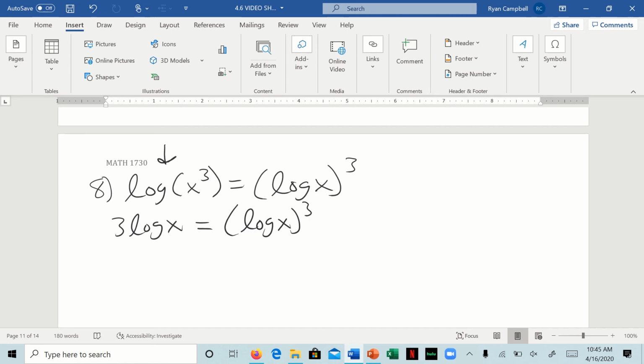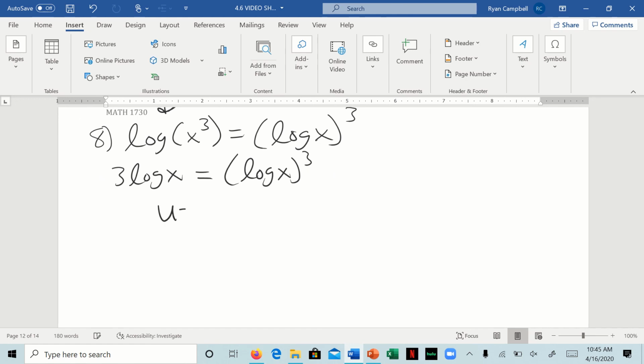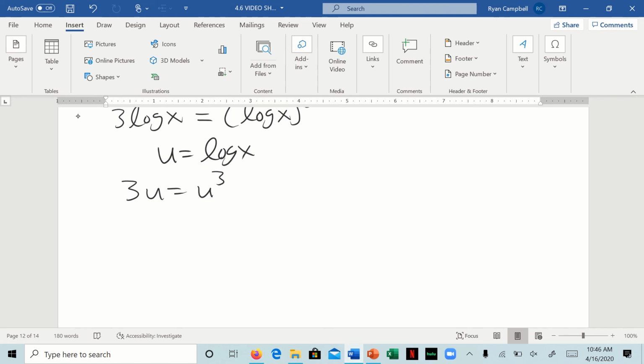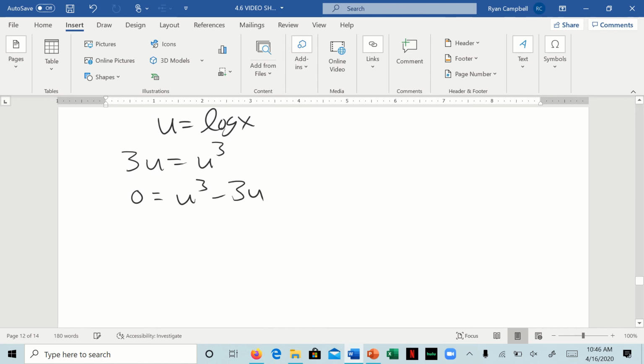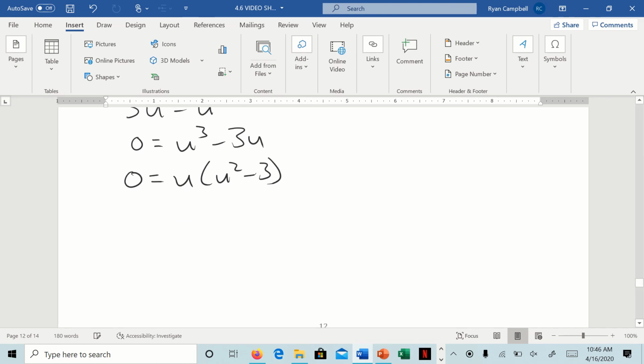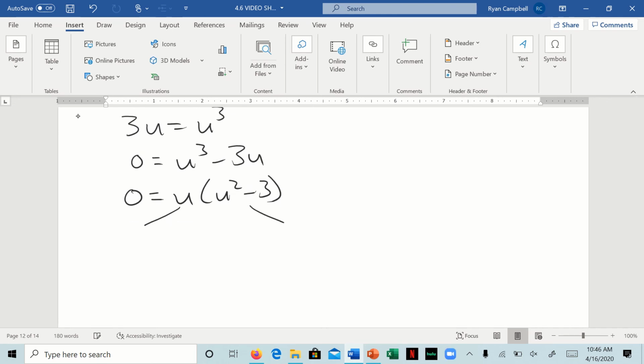All right. Since we're cubing a log, we can just use u substitution if that makes things look a little easier for us. So we can do 3u equals u cubed. And now, hopefully, this is an easier problem to solve, right? We can subtract to get everything to one side. We can see that we can take out a u from both terms. So we have 2 equations: u is 0, or u squared minus 3 is 0.